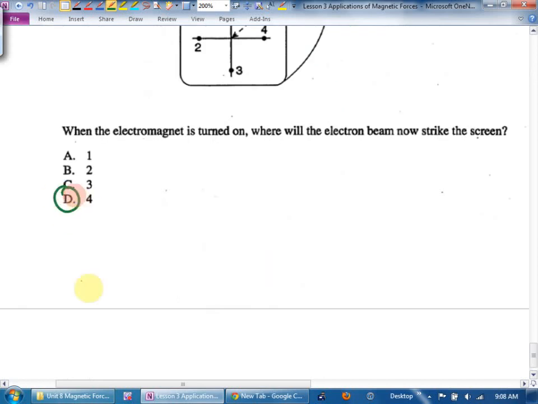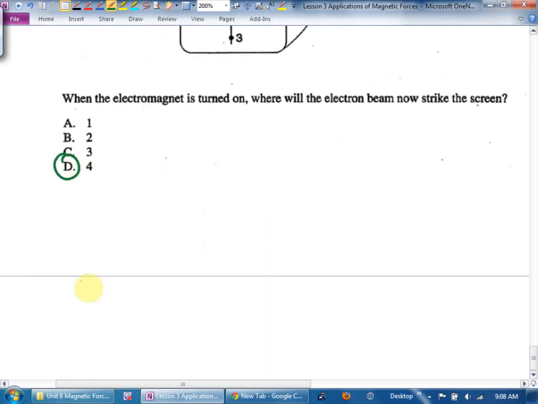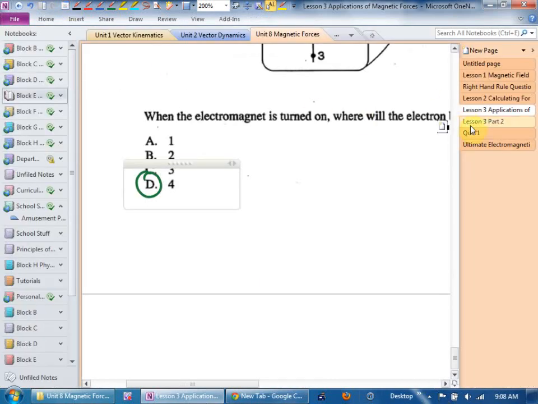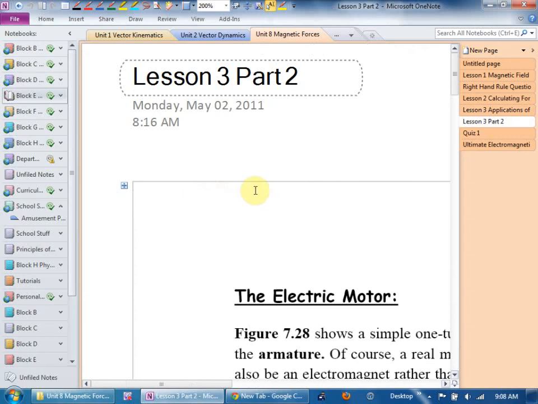The cathode ray tube revisited. And by the way, if you haven't looked at that right-hand rule sheet, you're killing yourself right now. I've given it to you for a week. You need to have gone through some of it. I'll get an answer key for you shortly. For some reason, I did this as a separate handout.